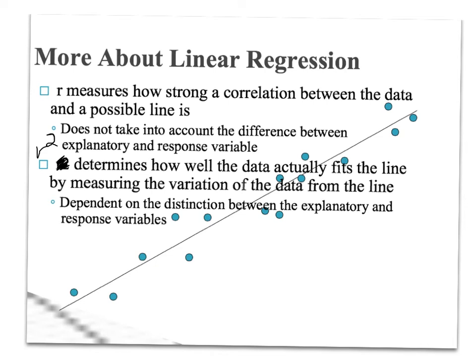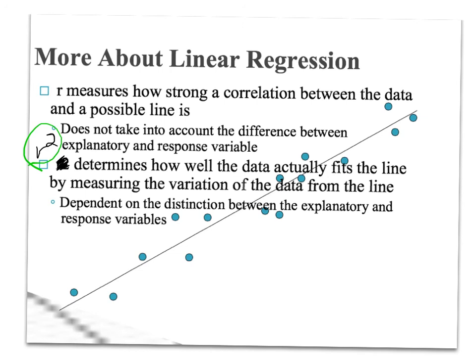There's another number that helps us describe a line, which is called R squared. And R squared determines how well the data actually fits the line. So in other words, once a line is drawn, R squared tells me how close those points are to the line. Okay, so it's really important that you understand the difference between that. R measures how close the points are to one another. In other words, how close you could draw a line there. A line's not drawn yet. Whereas R squared actually measures how well the points fit a line that is already drawn there. So big difference between R and R squared.